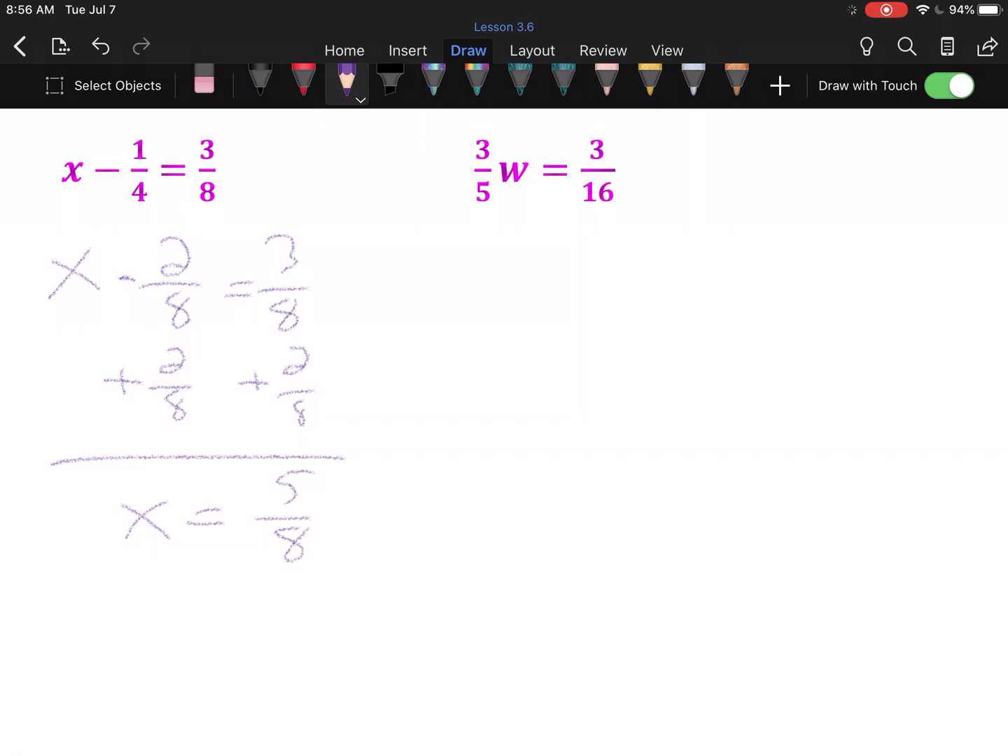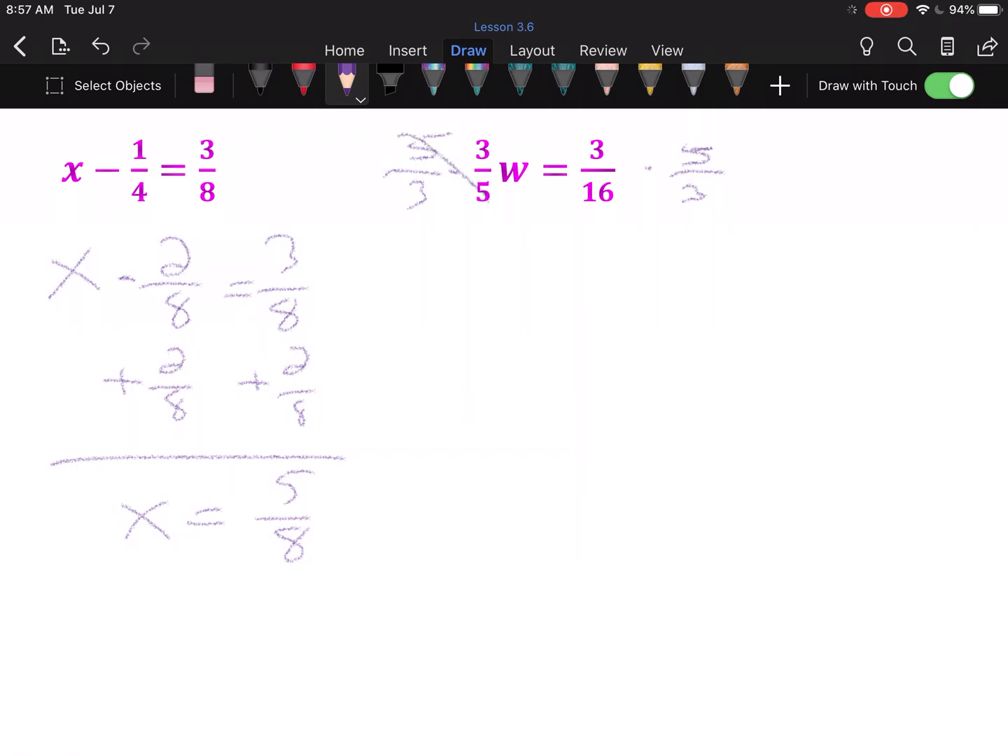And lastly, and yes, this really is the last example, 3/5 W equals 3/16. This is a multiplication problem, which we would normally solve by division. However, we would be dividing by a fraction. And you remember we can't do that. We have to KFC it. Well, when we're doing equations, we can kind of sort of cheat the KFC. Instead of dividing both sides by 3/5, we're just going to straight away multiply both sides by 5/3, the reciprocal.